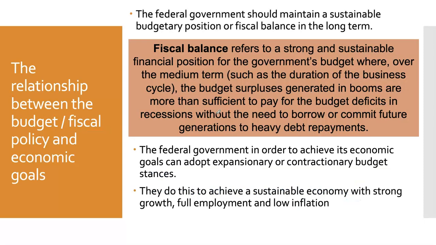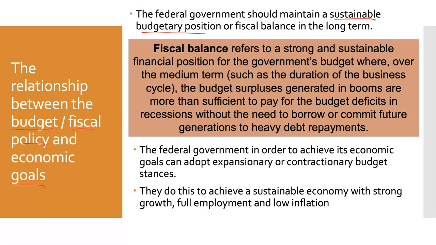But let's take a step back and think about what a government theoretically is trying to get out of a budget. So what is the relationship between the budget or fiscal policy and our goals? The first thing that we should remember is that the federal government should always be trying to maintain what we call a sustainable budgetary position or fiscal balance. This is because we know if we have lots and lots of deficits, we have to fund them by debt, which is going to create interest repayments.